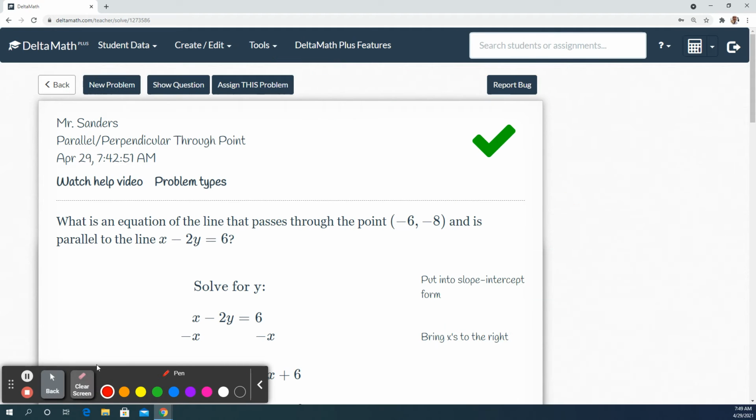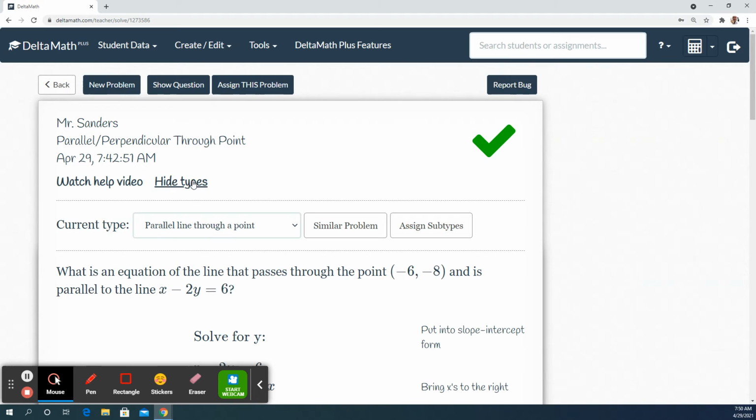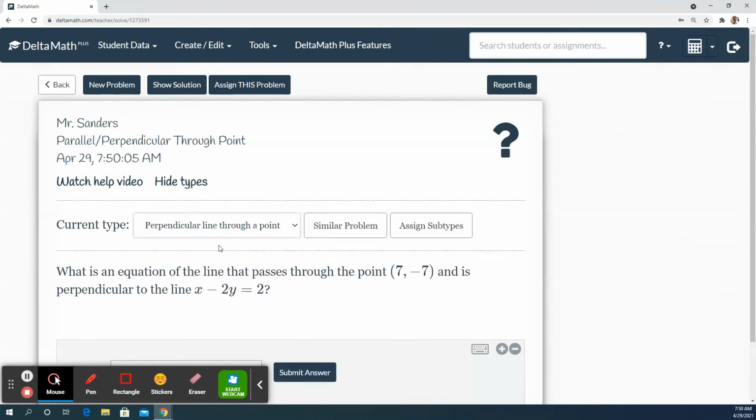Next one. We want a different type of problem. So those are the parallel problems. The other type you'll see are the perpendicular problems. All right.